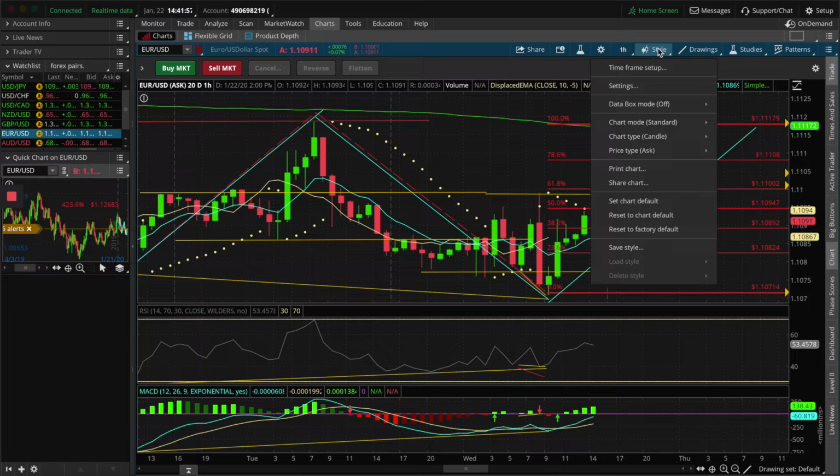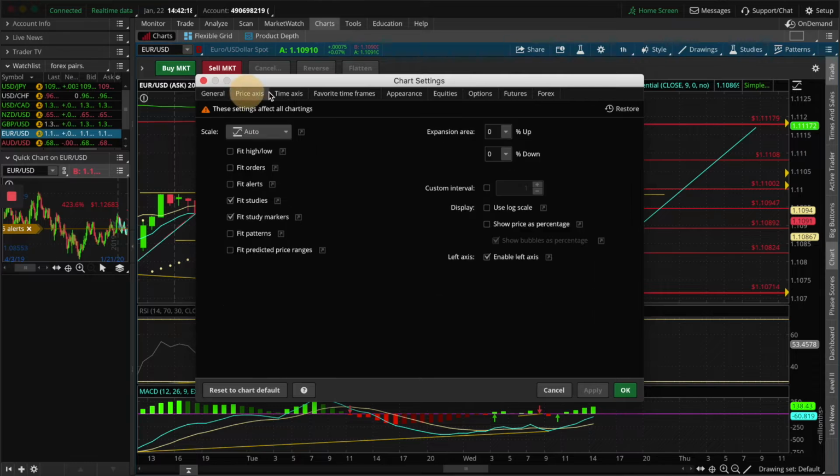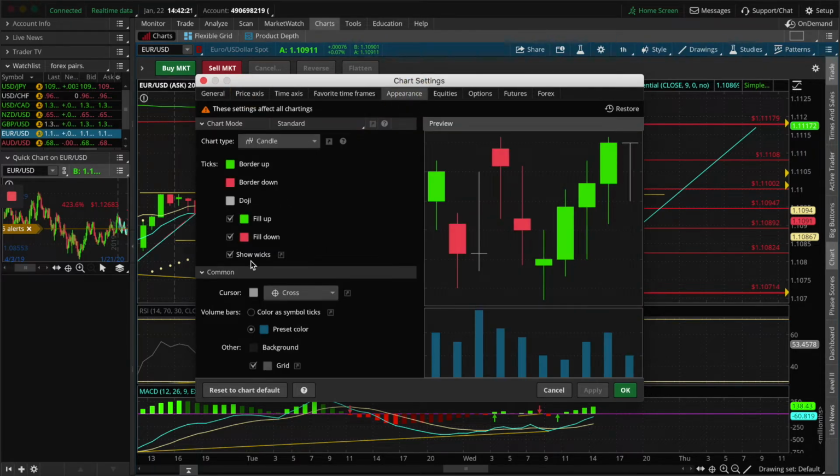Right here is your style of your candlesticks. You can change that by, where is it? I believe it's set chart default, or it's probably settings. Yeah, it's the settings right here, and you can change the appearance. So you can fill it up, you can have it open. I like to keep them closed up. It helps me be able to see better.